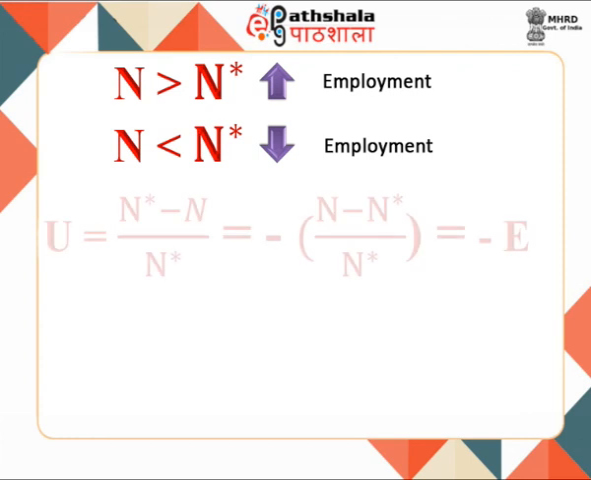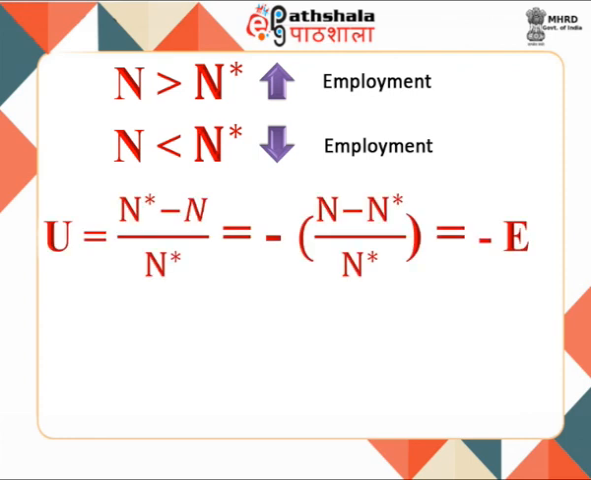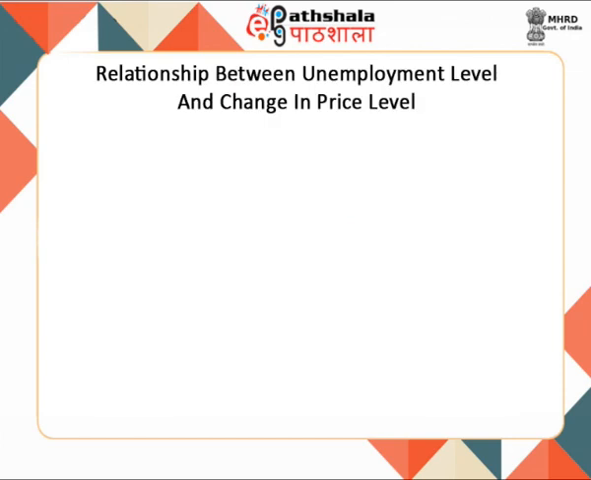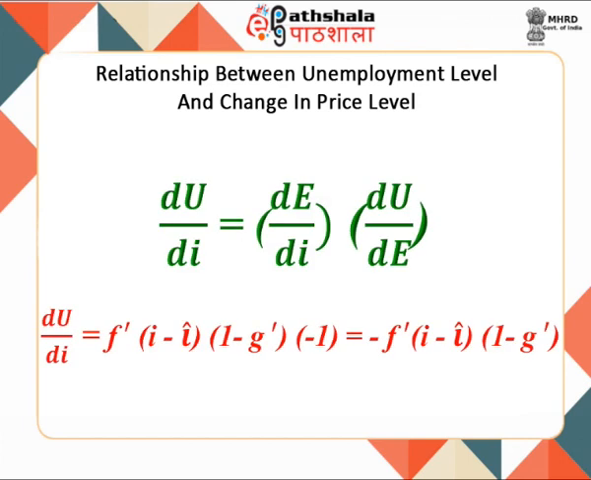Unemployment level, that is U, is equal to N star minus N divided by N star, which is equal to minus E. Delta U upon delta E is equal to minus 1. The relationship between unemployment level and change in price level can be expressed as dU upon dI. The value of dU upon dI can be determined by applying the chain rule as shown here.